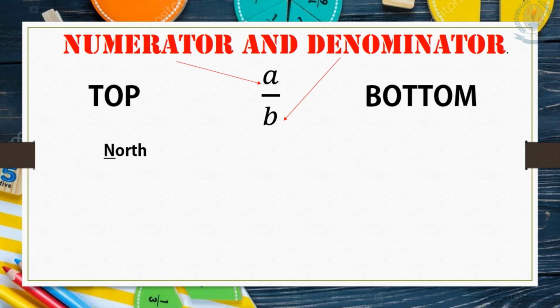Numerator starts with N and it goes on the north part of the fraction. On the other hand, denominator starts with D, it goes on the downside of the fraction. So, looking at the fraction one half, 1 is on the north side, it's the numerator, and 2 is on the downside, it's the denominator.